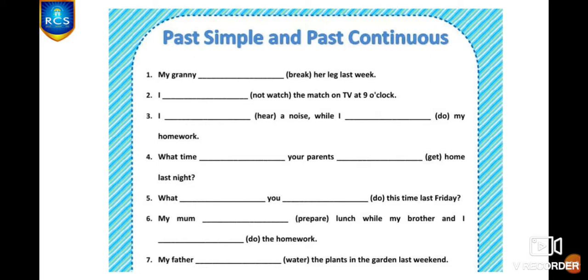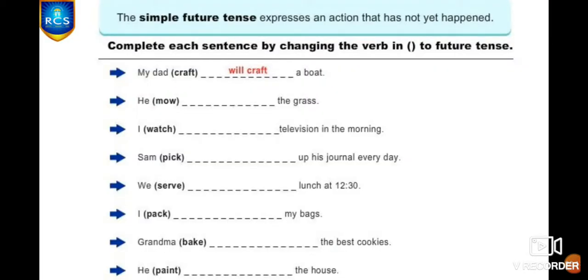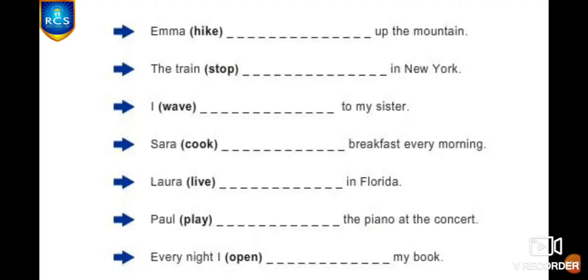And here, past simple and past continuous. You have to fill in the blanks with past simple and past continuous form. Okay. And next one is simple future tense. Complete each sentence by changing the verb into future tense. They have given you one example, right? Like that you have to complete all these questions.